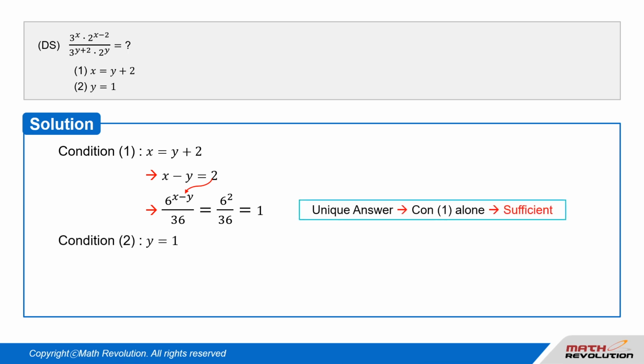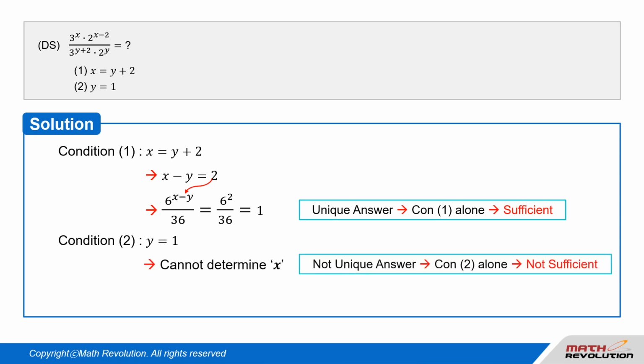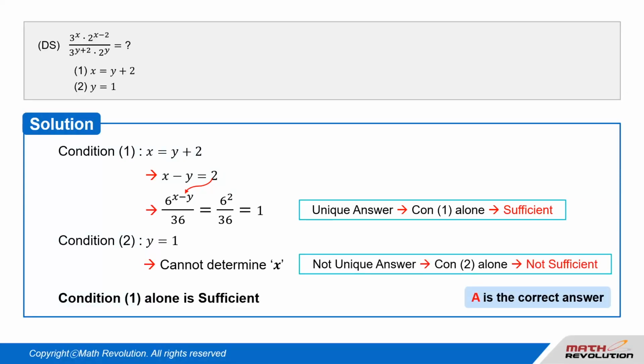Condition 2 tells us that y equals 1. We cannot know the value of x, so this condition is not sufficient. Condition 1 alone is sufficient, so A is the correct answer. Always remember the fact that modification, the first step of the variable approach, is the most important. Answer A.